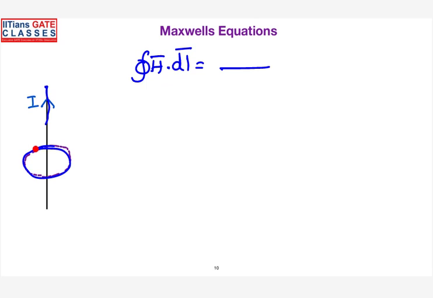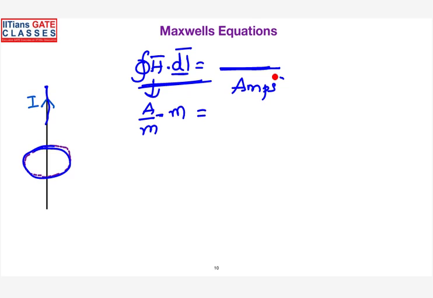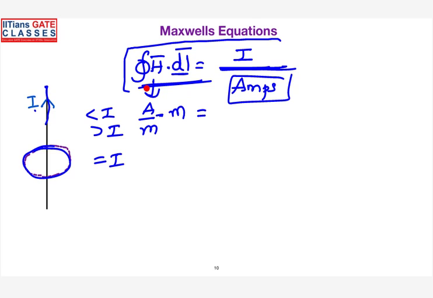If you see unit wise, this particular term gives the following. The magnetic field intensity is in the order of ampere per meter, and the length will be in meter. So finally the answer is going to be in the order of amperes. Right? Now I want to know exactly what that current is. Is it less than I, or greater than I, or exactly equal to I? Can you answer? It is equal to I. What is the reason?